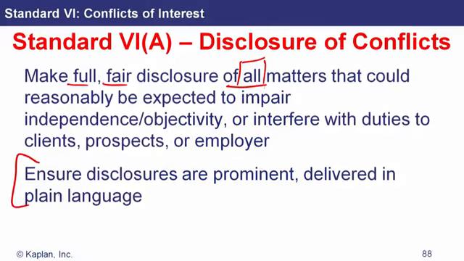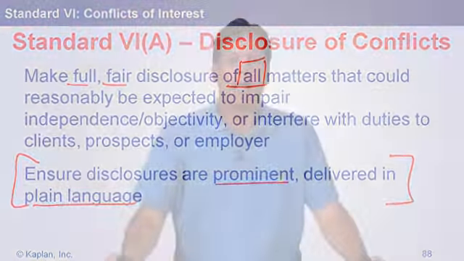And again, in a very wise nod to practicality here, we have to ensure that disclosures are prominent and delivered in plain language. So the fact that you wrote a 37-page research report, and then on the bottom of page 29 you have a footnote that discloses some sort of conflict of interest, that's not prominent. And if you do it in legalese rather than plain language, then that would be a violation as well. So when we disclose all of these matters, we have to make sure that it's prominent and that it's in plain language. All right.